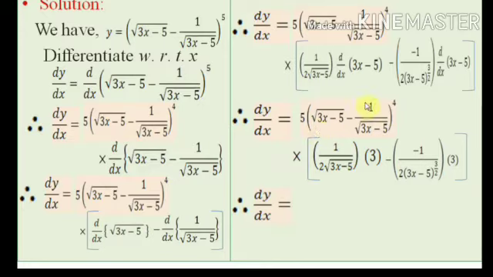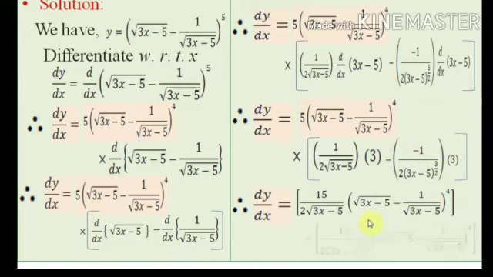Therefore dy by dx equals: multiply the outside term by each term in the bracket. Therefore 5 into 3, that is 15 upon 2 root of 3x minus 5, into the remaining bracket root of 3x minus 5 minus 1 upon root of 3x minus 5, raised to 4. Again multiply the outside term with the next term of the bracket: minus into minus is plus, so plus 5 into 3, 15 upon 2 into 3x minus 5 raised to 3 by 2, into again the same function, root of 3x minus 5 minus 1 upon root of 3x minus 5, bracket raised to 4.